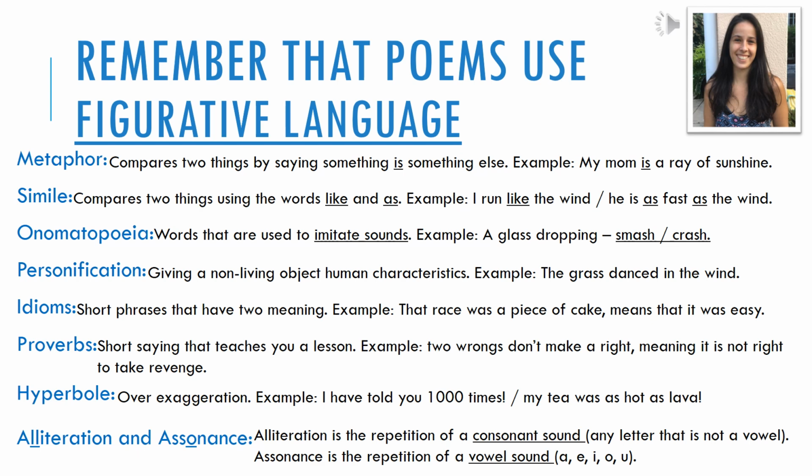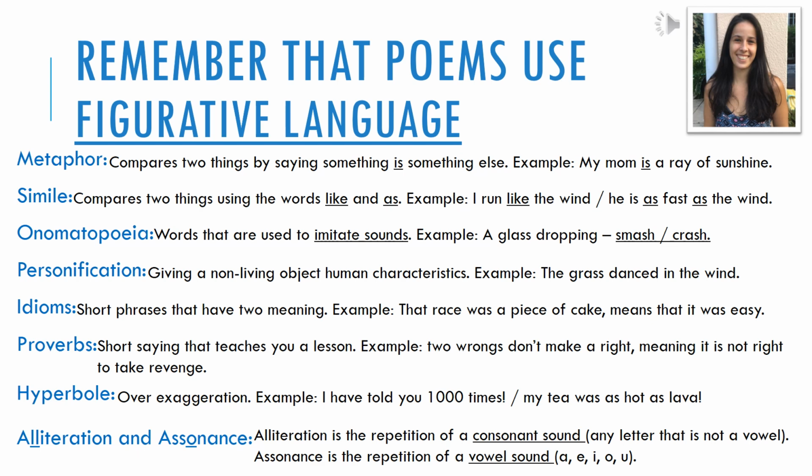I'll give you another example if you're a bit confused. The rain slid happily down the window. Now, rain can't be happy. So when I say the rain slid happily down the window, which human characteristic am I giving it?